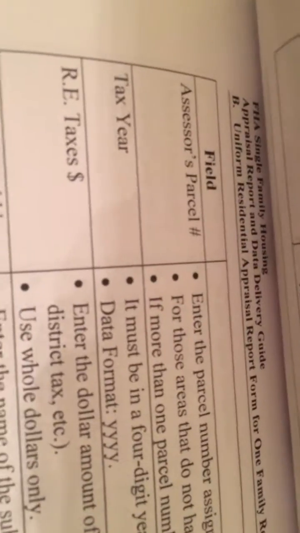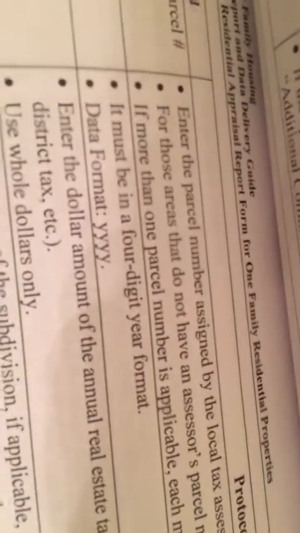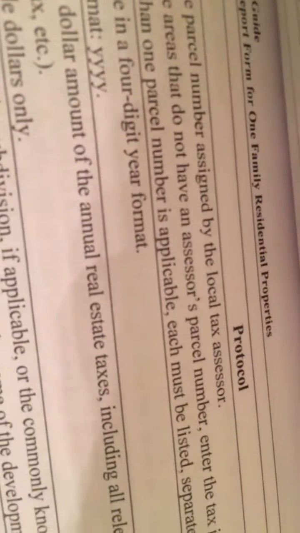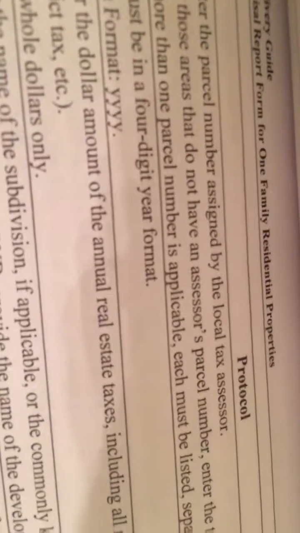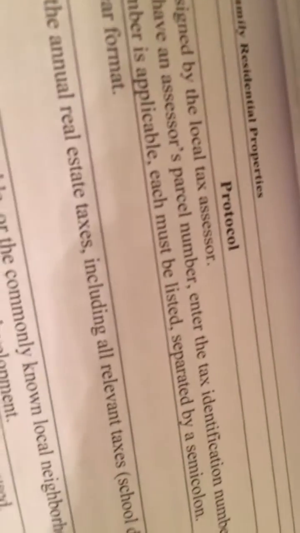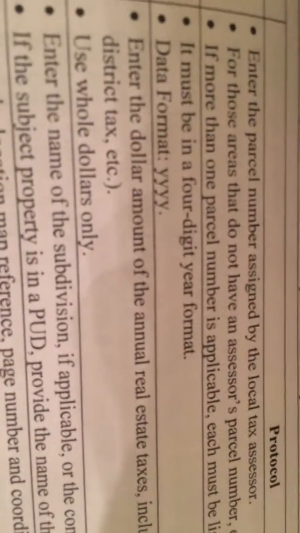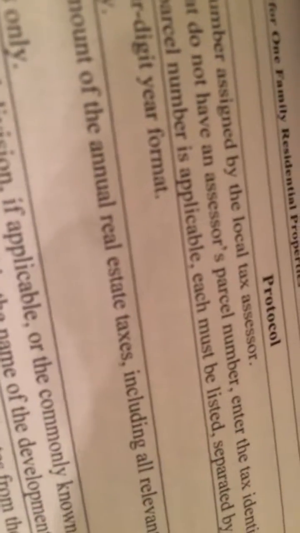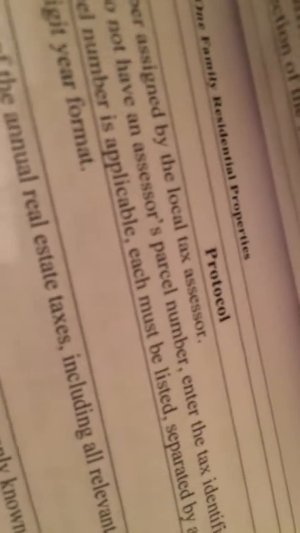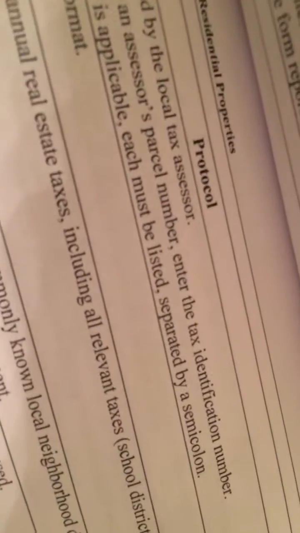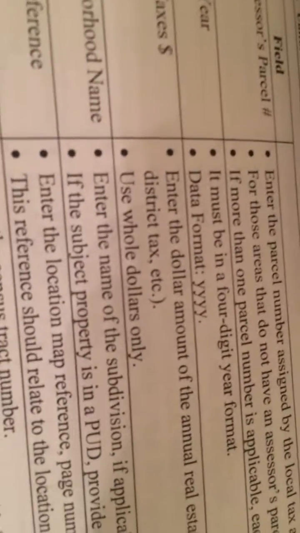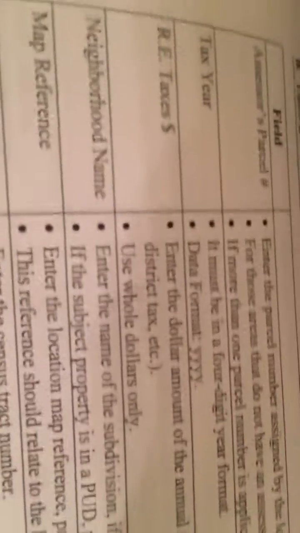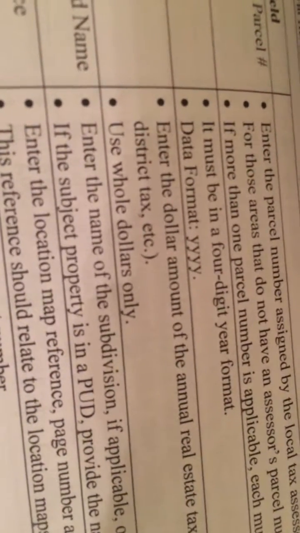Page 89. Field protocol. Assessor's parcel number. Enter the parcel number assigned by the local tax assessor. For those areas that do not have an assessor's parcel number, enter the tax identification number. If more than one parcel number is applicable, each must be listed, separated by a semicolon. Tax year. It must be in a 4-digit year format. Date format, and then year.